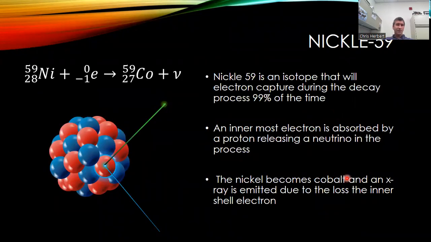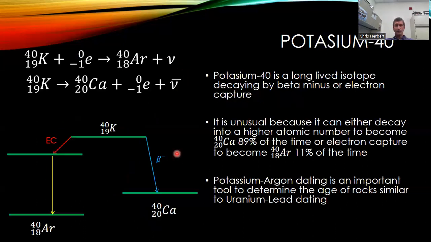One example of electron capture is nickel 59. This is an isotope that will decay via electron capture 99% of the time. I think the other percent, it'll do a positron emission. But again, the nickel 59 absorbs the electron. The electron combines with a proton. This changes the proton into a neutron. So this becomes cobalt 59, and a neutrino is given off.